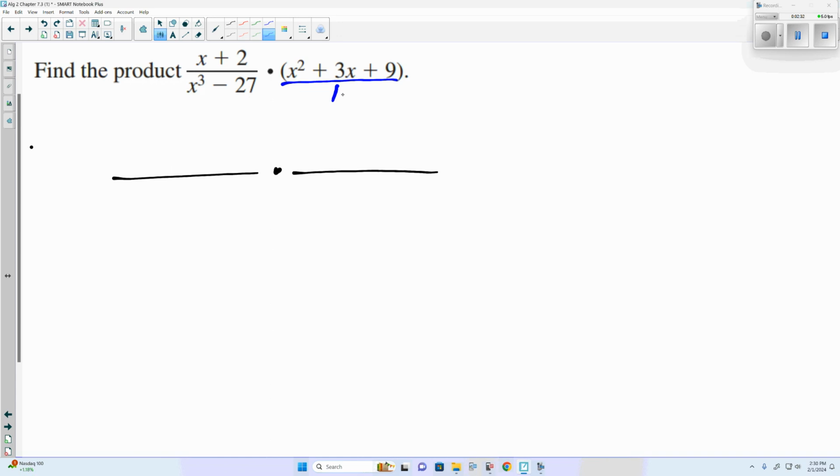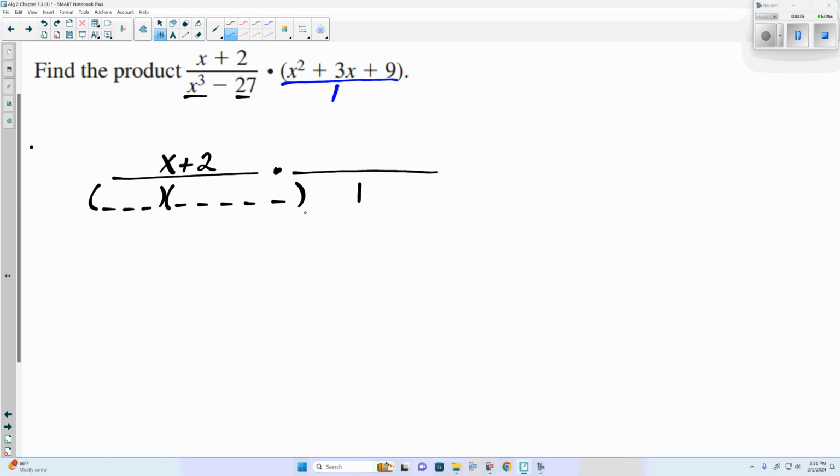Okay. So, out of all this here, our denominator of 1 will still be there when we factor. X plus 2. There is no greatest common factor between x and 2. The degree is 1, so those two are as simplified as they get. Now our x cubed minus 27 is a difference of 2 cubes.